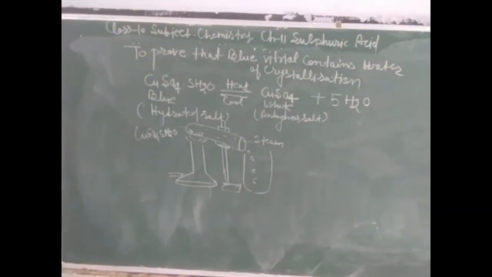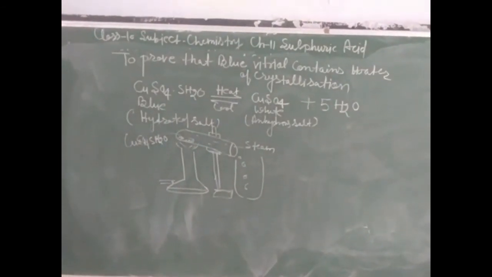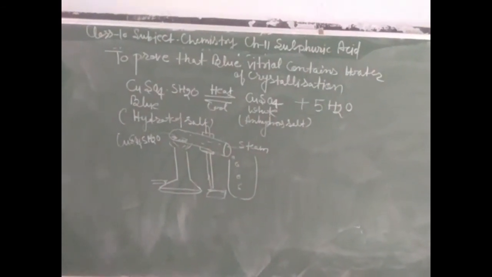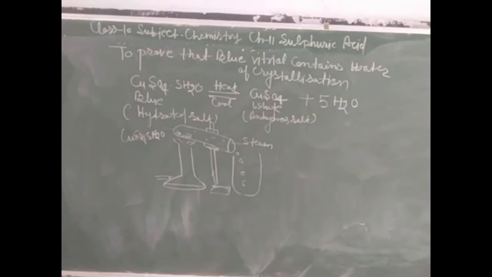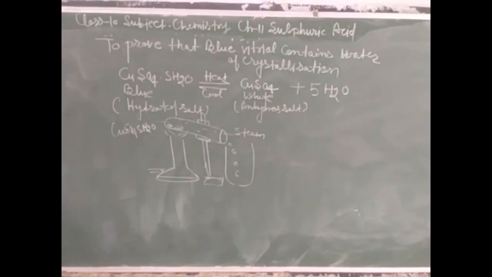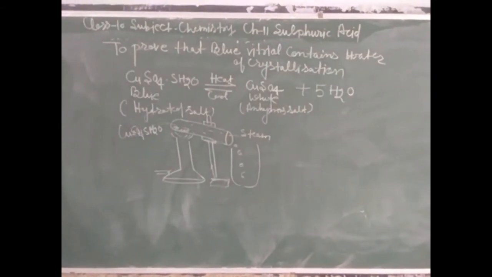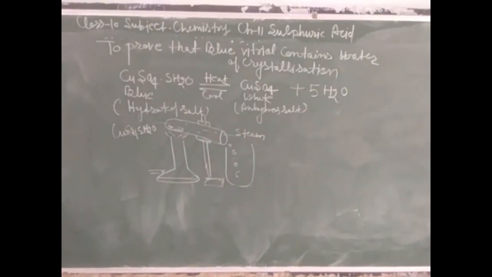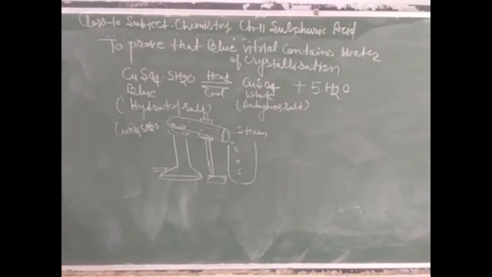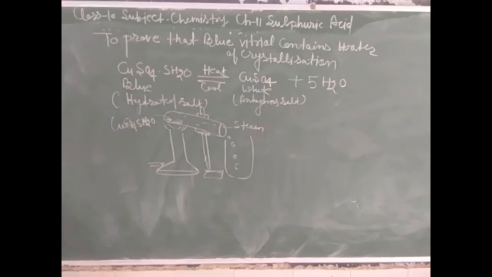On heating, copper sulfate loses water of crystallization in the form of steam, and this steam on cooling gets condensed to form water droplets. These water droplets can be collected in the beaker. After heating, the blue color of copper sulfate is lost and white copper sulfate is left. This proves that copper sulfate pentahydrate, that is called blue vitriol, contains water of crystallization.